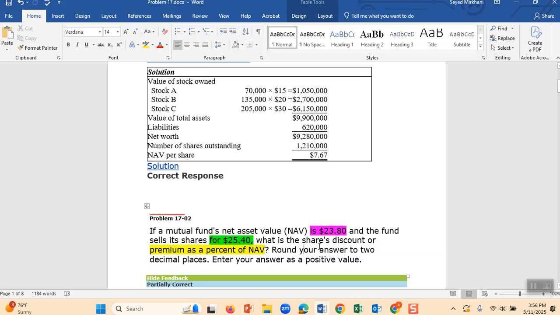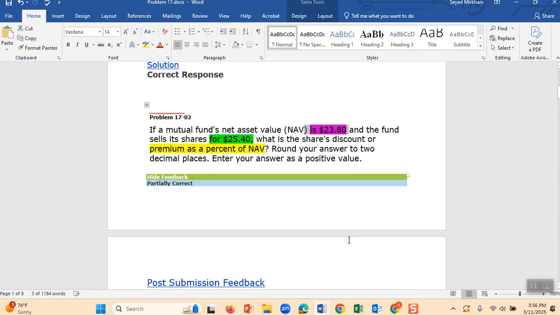What is the share premium as a percentage of NAV? Therefore, I deduct this number. I say 25.40 minus 23.80, that will give me, suppose, a dollar something. And then, because it says as a percentage of net asset value, I take that number and divide it by this. Therefore, I will show you how it works.